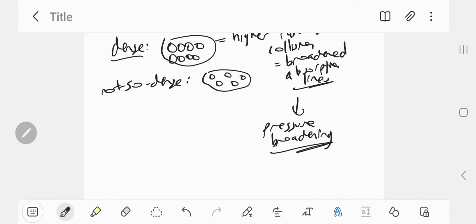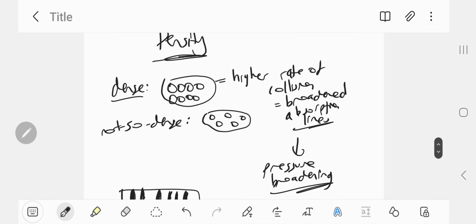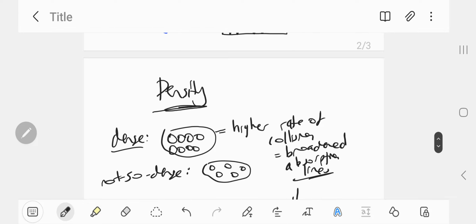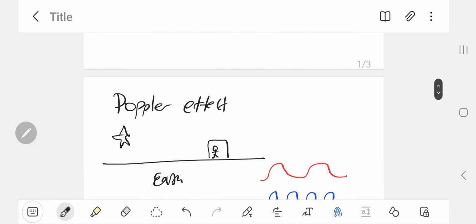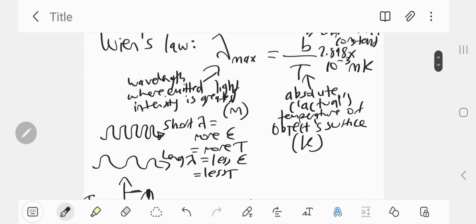And pressure broadening is pretty useful because it can tell us about the density of a star's outer layers. So the spectrum would have broader lines, and they'll tell us whether or not the star's outer layers are dense or not. So very useful indeed. Use of spectroscopy. You can work out things like density, rate of rotation, translational velocity, and also the temperature of a star.